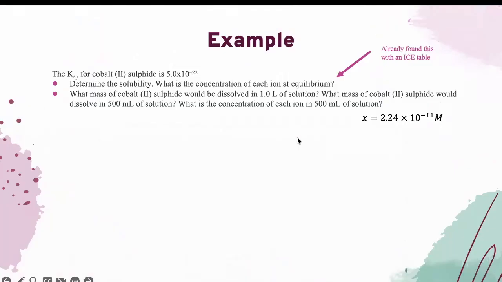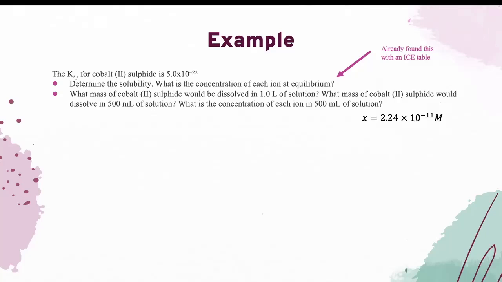So this was an example problem that I did in the previous video, which was the KSP intro. Go ahead and watch that one if you need help with part A of the problem. But I'm going to do a brief refresher. We have a salt, cobalt 2 sulfide, with a KSP of 5.0 times 10 to the negative 22nd. And we solved for the solubility and the concentration of each ion and got that X equals 2.24 times 10 to the negative 11th molar.